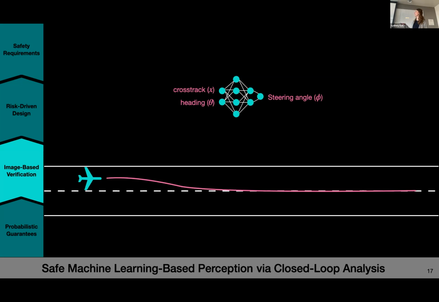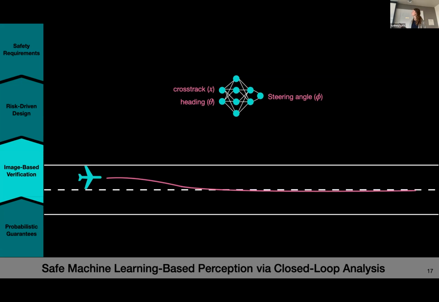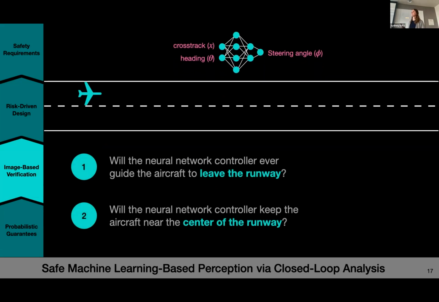And by the way, if you have access to the true state, I don't think I'd recommend using a neural network for this task. This is just for demonstration purposes. Okay, and given this scenario, there's a couple of safety properties that we might be interested in. The first is, will the neural network controller ever guide the aircraft to leave the runway, which could of course be dangerous. And the second property says, not only do we want our neural network controller to keep the aircraft on the runway, but ideally it should keep it near the center of the runway.